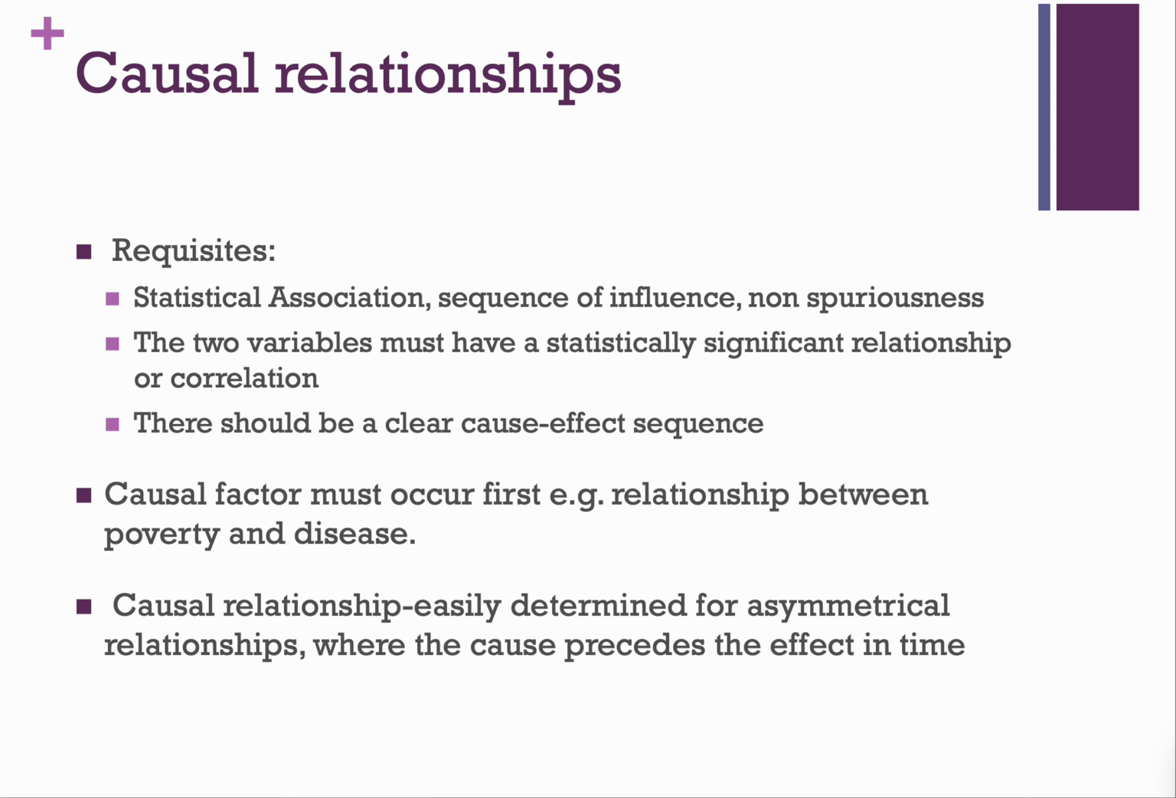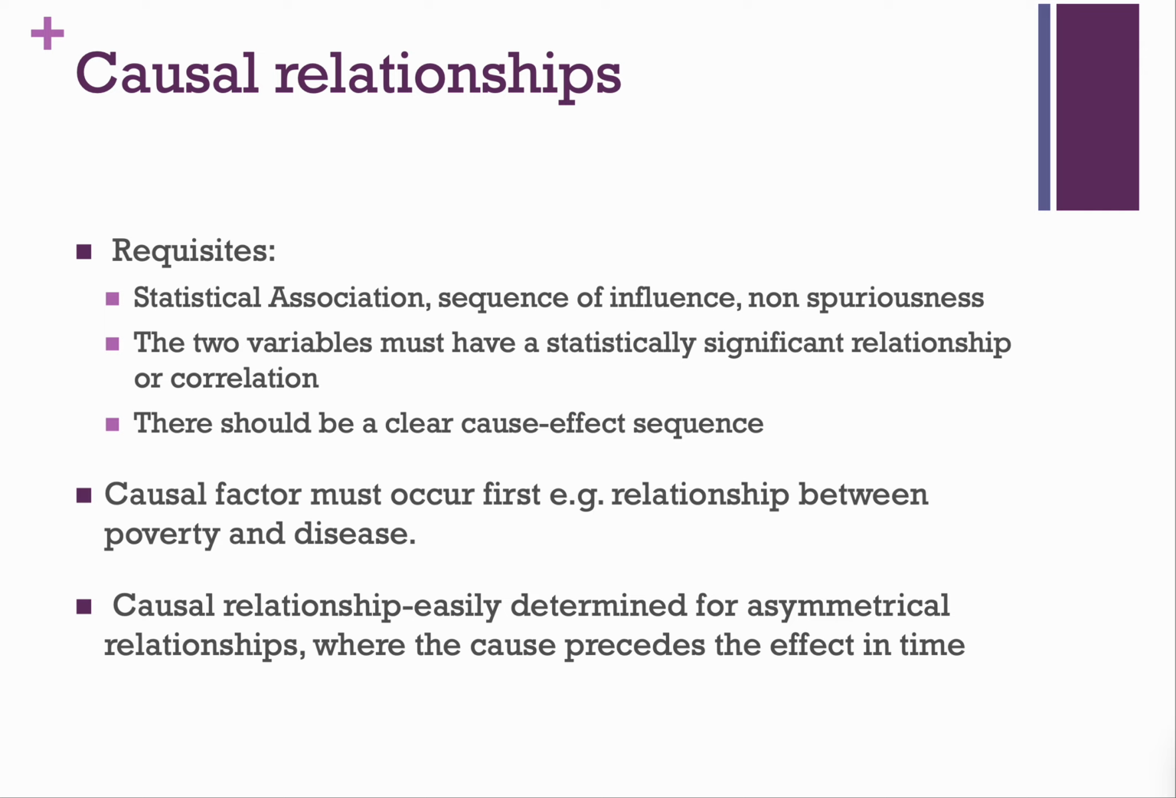Causal relationships have requisites, which means statistical association. There should be sequence of influence and non-spurious relationships. The two variables must have a statistically significant relationship or correlation. These are the basic requisites for a causal relationship, and there should be a clear cause and effect sequence. So the causal factor must occur first.